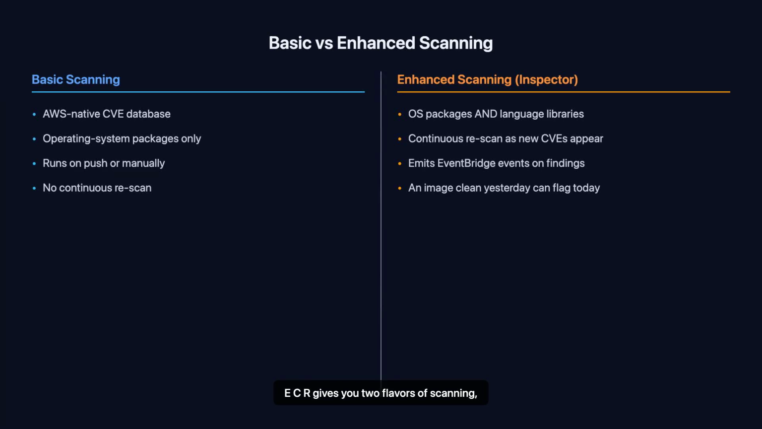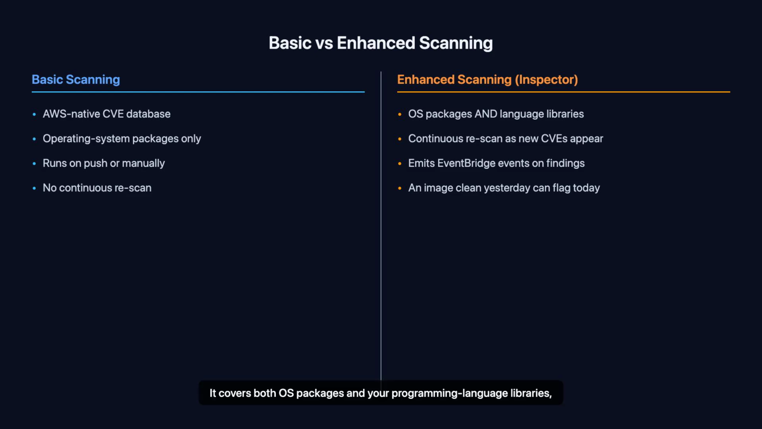ECR gives you 2 flavors of scanning, and the distinction matters. Basic scanning uses an Amazon Web Services native vulnerability database, covers operating system packages only, and runs when you push an image or trigger it manually. There's no continuous rescan. Enhanced scanning, powered by Amazon Inspector, goes further.